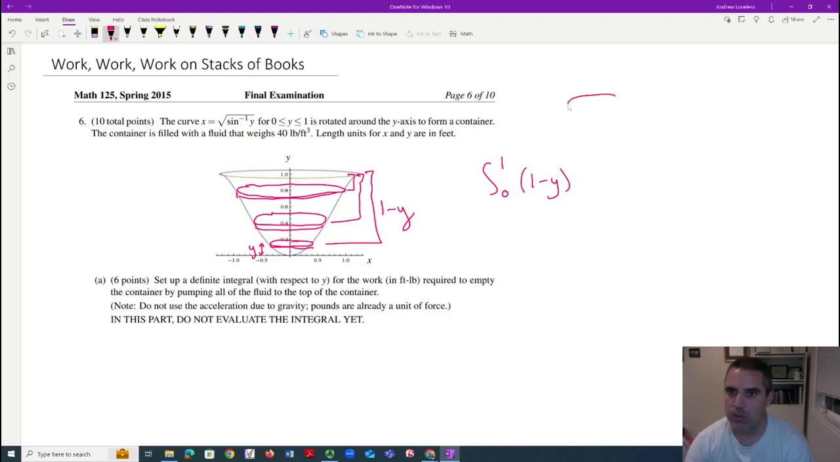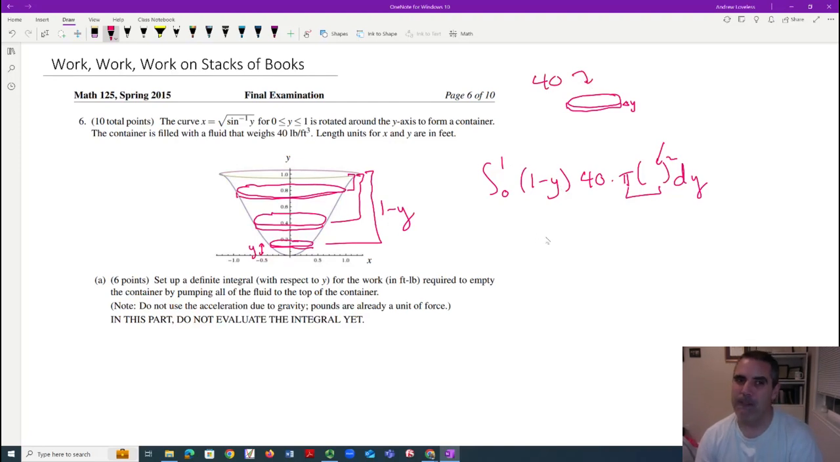So first you label a y, and then you're trying to figure out how much one of these weighs. So if you were to grab one of these with thickness delta y, how much does it weigh? It weighs 40 times something times dy. And that something is going to be the area, so it's going to be pi. So you can really get to this step extremely quickly. Why is it pi? Because their cross-sections are circles. 40 times the volume of this will be its weight.